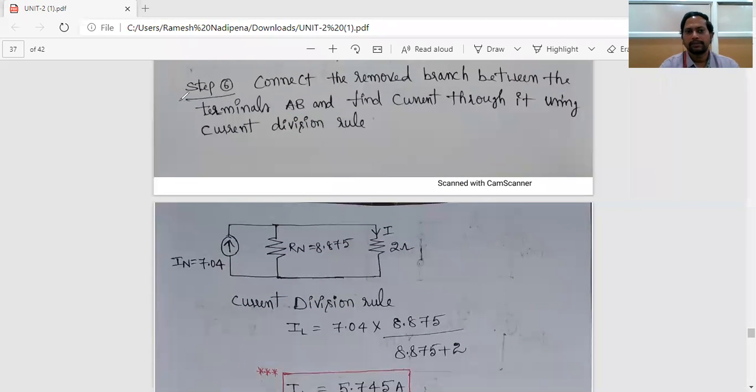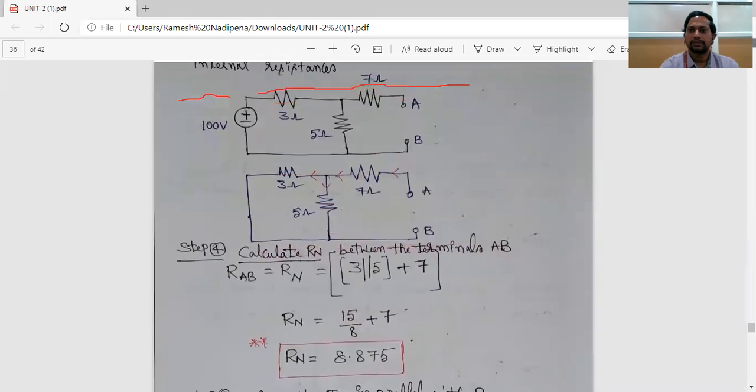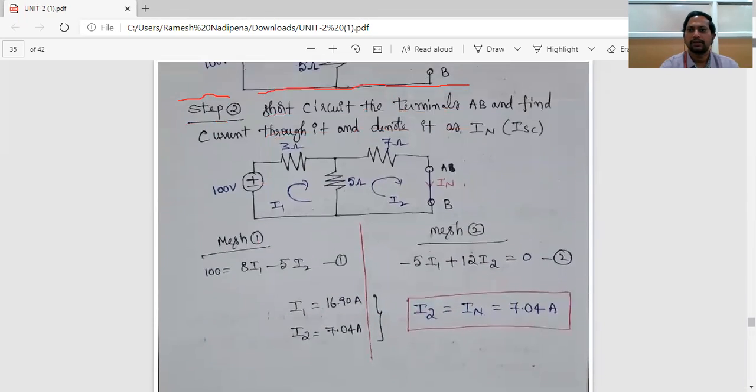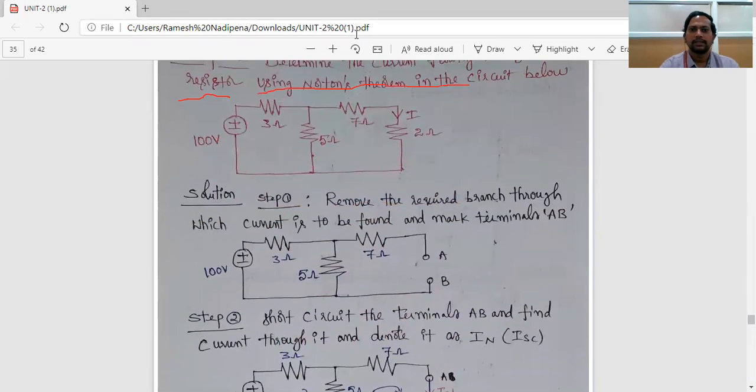Step number 6 is connect the removed branch. What is the removed branch here? I'll show you. The removed branch is from the given network. So here the 2 ohm resistor is the removed branch. Now connect the removed branch across the terminals AB, or across Norton's equivalent circuit. I'll show you that.